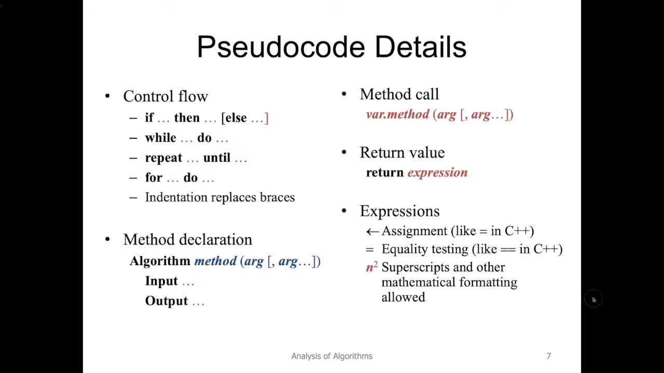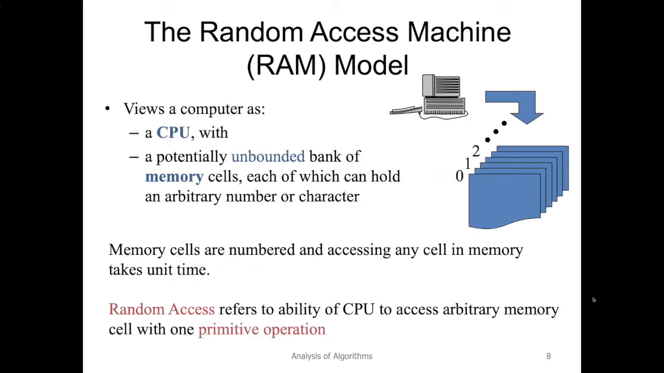Okay, so pseudocode gives us enough details on how an algorithm works so that we can evaluate how efficient it is. And in order to do that, we imagine this algorithm being executed on a random access machine model. This just simplifies the idea of what a computer is and what it's capable of in order to make our analysis easier. So this just views a computer as a CPU, and that CPU has an unbounded bank of memory cells. Each one can hold some arbitrary number or character, and importantly, we can access these memory cells in unit time.